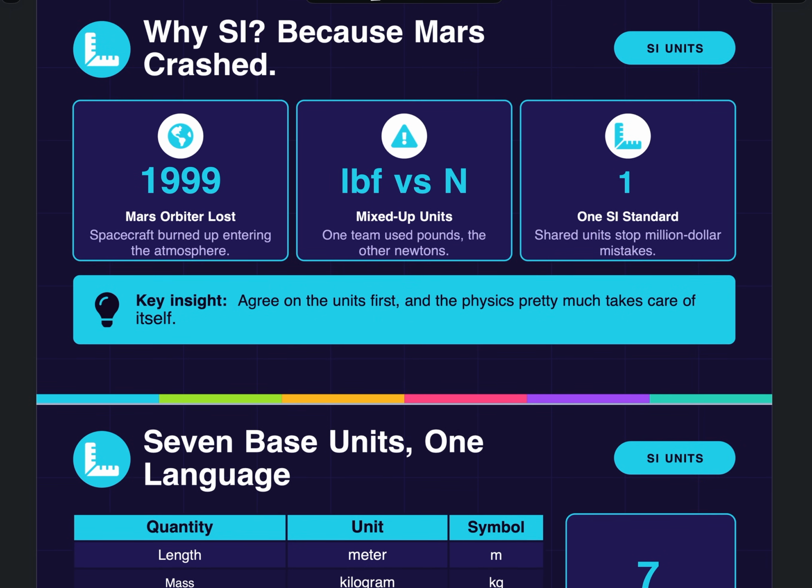So this is a fun fact. The Mars orbiter was lost in 1999 because some team mixed up pounds with newtons, which is unfortunate, but you can see how these can be $1 million mistakes, right? When you're starting your physics journey, something you want to remember is you want to keep your SI units with you all the time. You want to make sure you know them by heart because it can save you a lot of money.